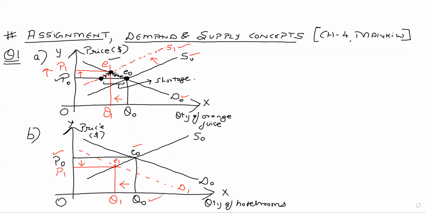When weather turns warm in New England, demand for hotel rooms in Caribbean resorts will fall. As a result, the demand curve will shift to the left. This will cause the price of hotel rooms in Caribbean resorts to fall and the quantity of hotel rooms to fall. As a result, equilibrium moves from point E0 to point E1.